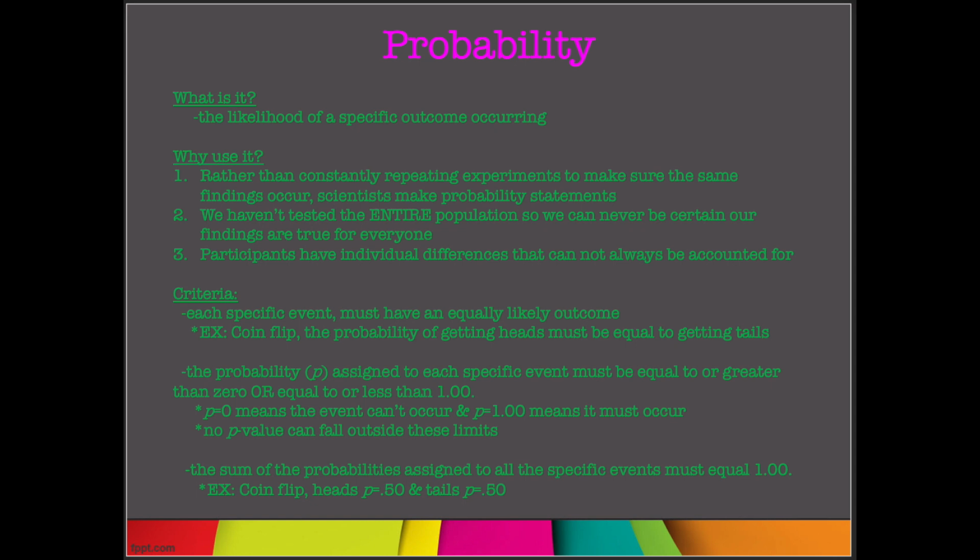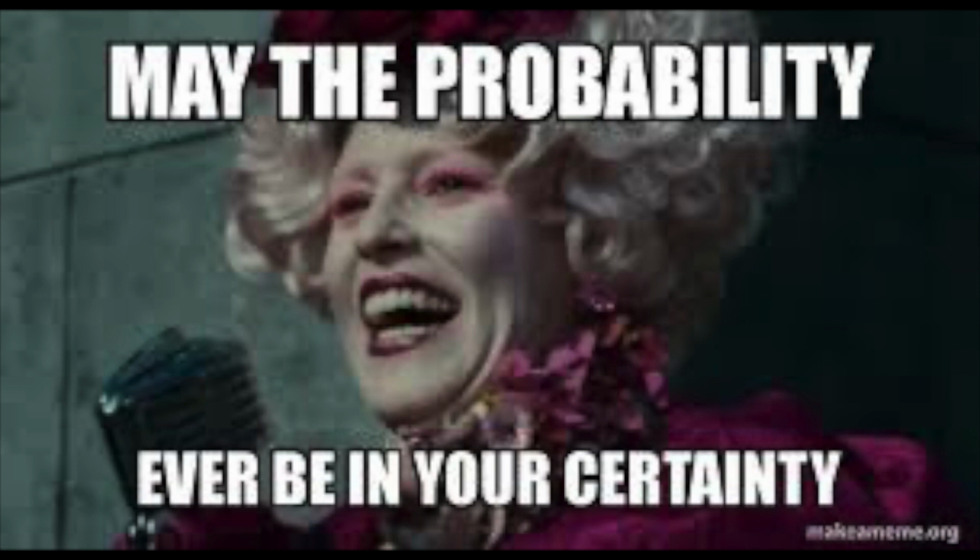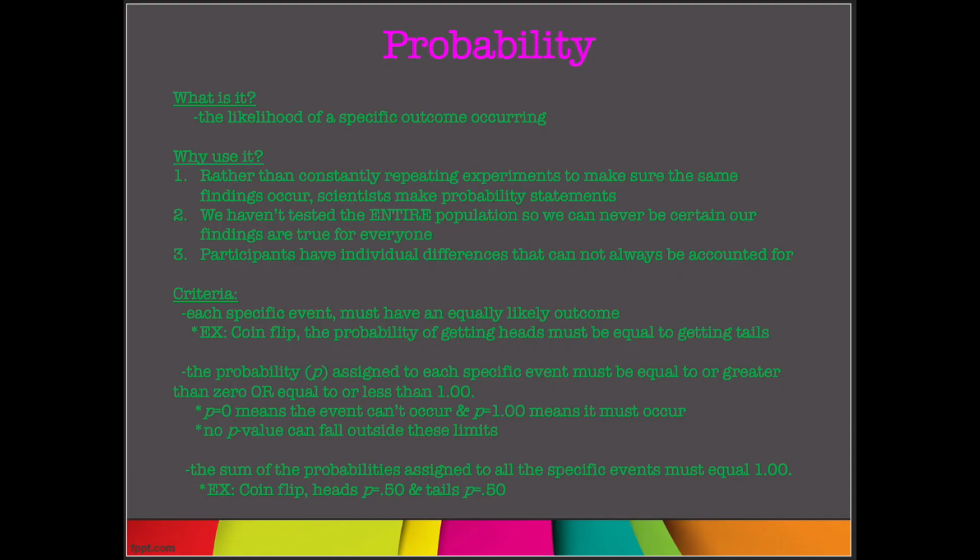So that word constantly, if you were asked this on a short answer question on a quiz, why do we use probability? Why do we speak in terms of probability rather than certainty? When you're writing your answer, that word constantly is so important, because otherwise you're implying that we don't need to repeat our experiments, but we do. What we're saying here is not that we don't need to repeat our experiments, but that we are not able to repeat them over and over until we get through the entire population, because who has time for that, right?